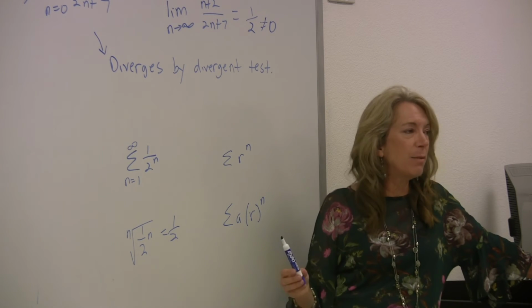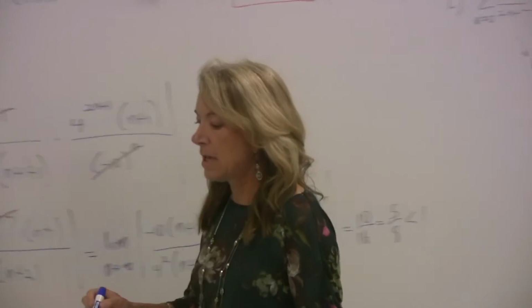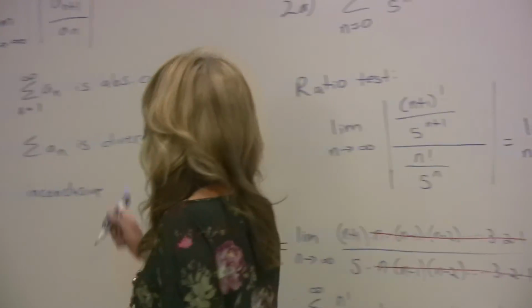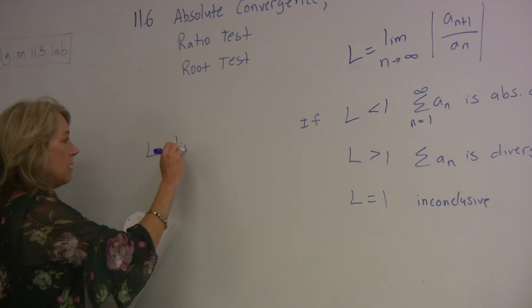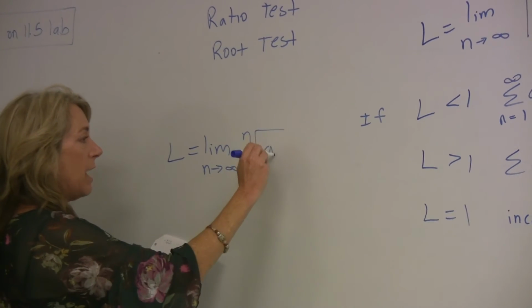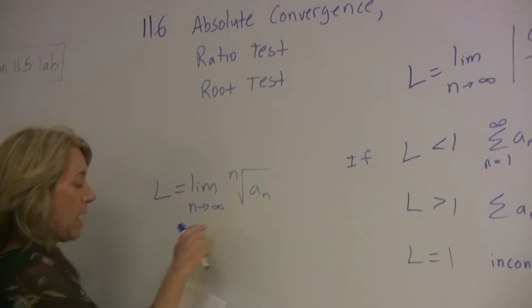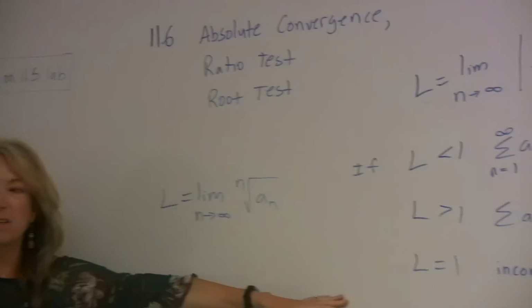And it's the exact same conclusions. So if you look at the root test, it says the same thing. You can either take this ratio test, or you can take the limit as n goes to infinity of the nth root of the nth term, and call that L. And then we have exactly the same conclusions because it's doing the same thing.